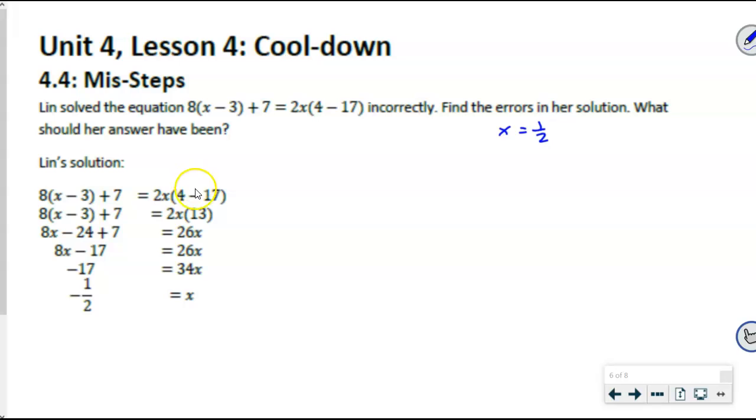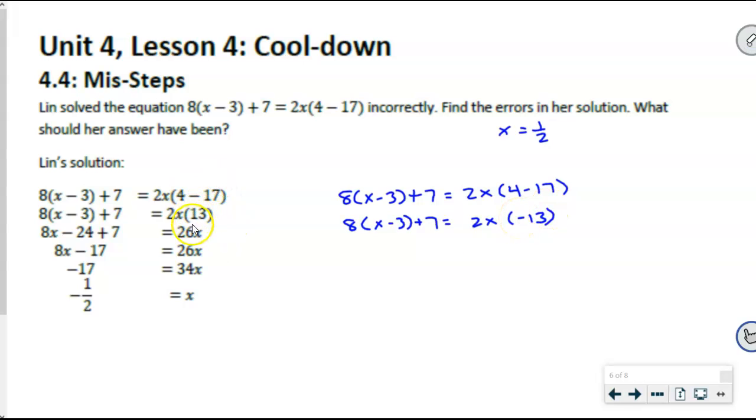Even though I'm going to be solving it myself and comparing the work, I'm still going to try and follow the same process. I can see that the first step that was taken is that they did simplify inside of the parentheses, which you should do, because we can combine 4 minus 17. So we have 8 times x minus 3 plus 7 is equal to 2x times 4 minus 17. Well, this 4 minus 17, we can simplify that. And when we do it correctly, 4 minus 17 is equal to, nope, negative 13. So whoever said 13, you made the same mistake as Lynn made. Should be negative 13. 4 minus 17 is negative 13.